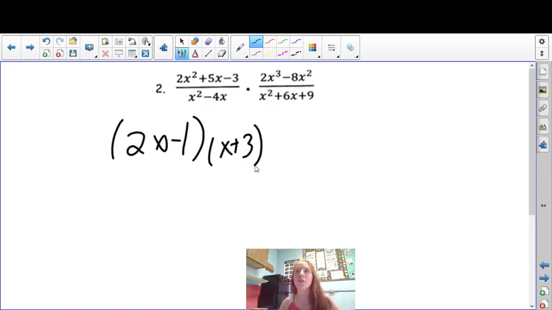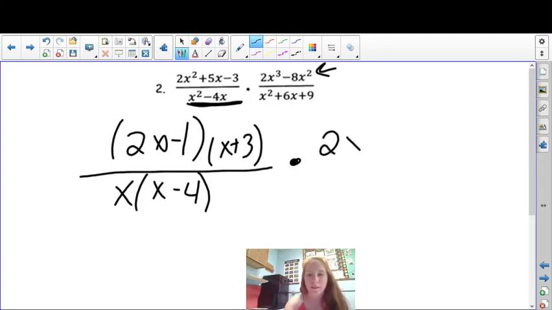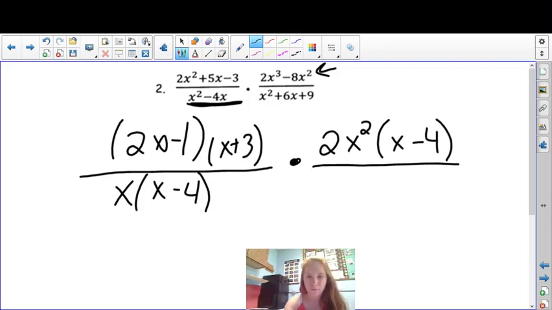You're probably saying, but you're cheating. I just did it. Why would I redo it? This guy doesn't have a constant, so I can only take out an x. So I'm left with x minus 4. There's no constant in this next numerator, but I can take out a 2 and I can take out an x squared. So I'll be left with x minus 4. He's good.